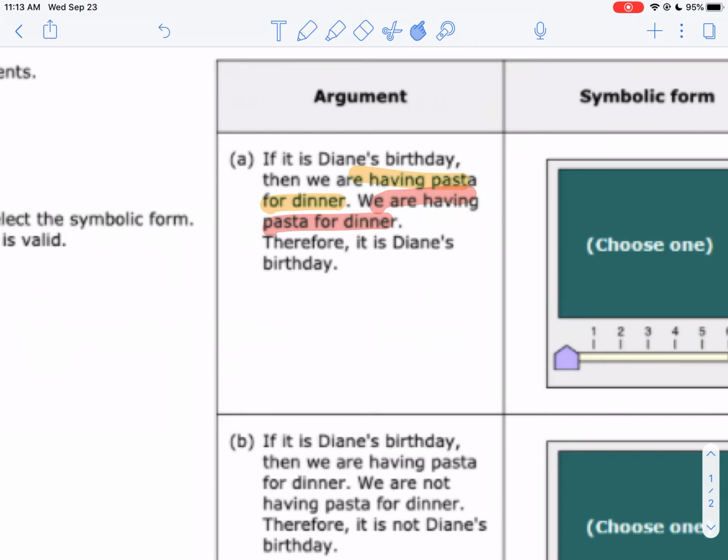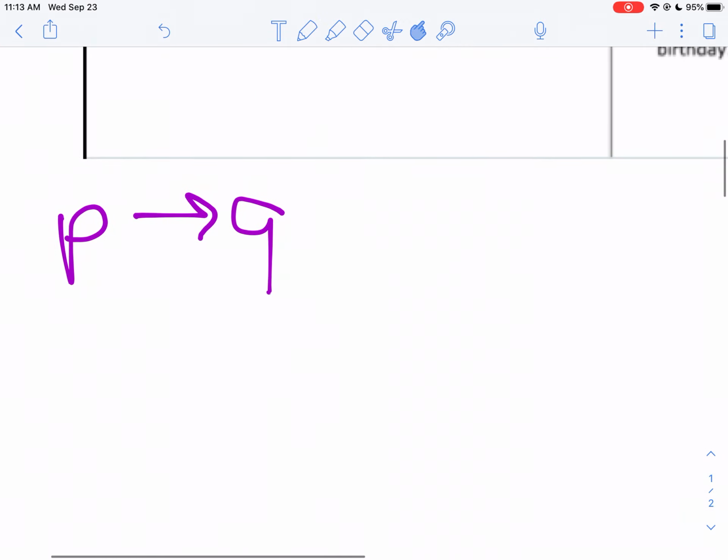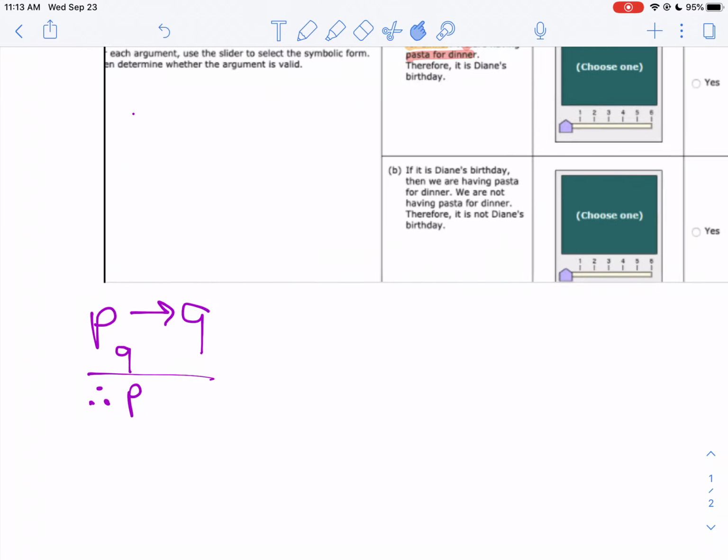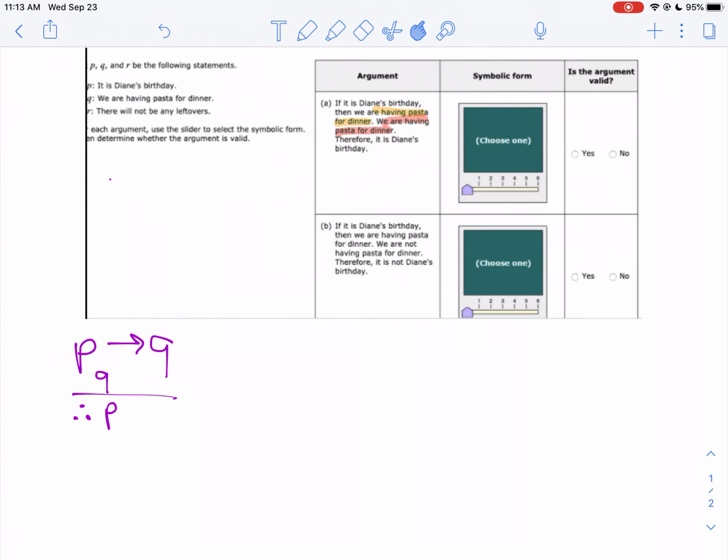Therefore, it's Diane's birthday. So we're going to say Q, therefore, and we use the three little dots for therefore, P. That's what you're going to represent. That's the symbolic form. That's the second column. We'll talk about it being valid in a second.